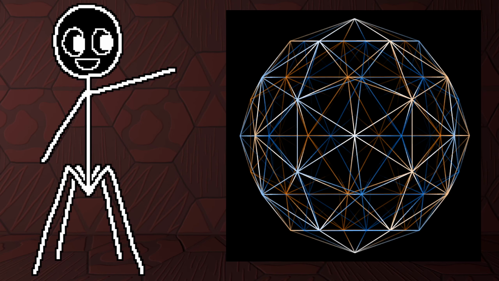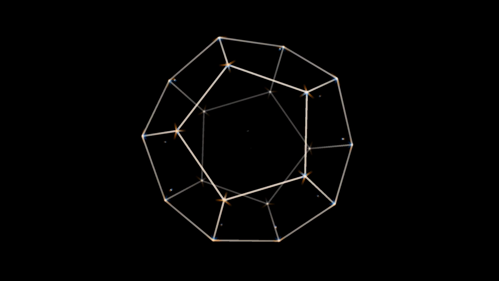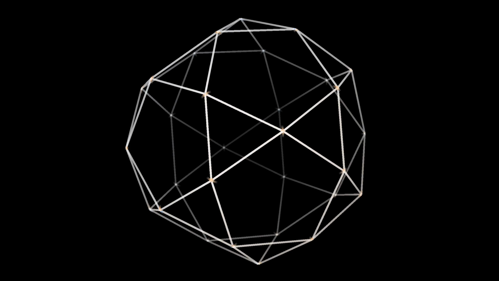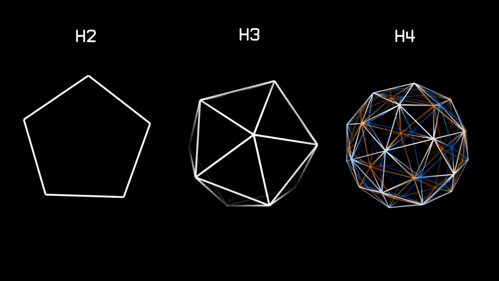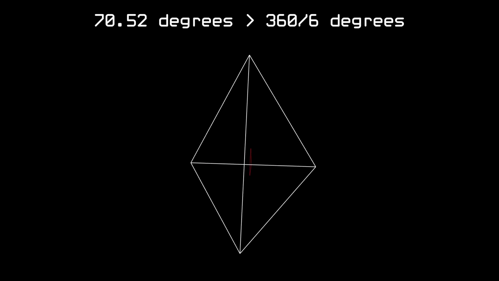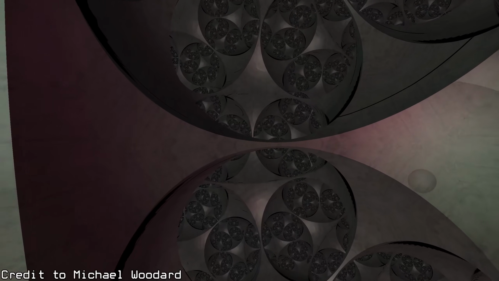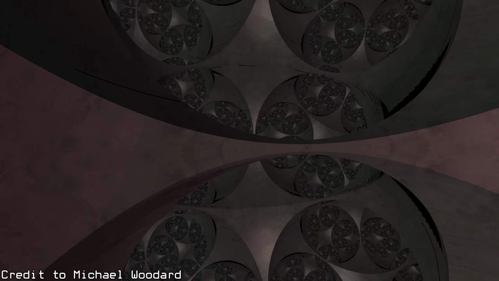The 600 cell has 9 vertex layers, going vertex, icosahedron, dodecahedron, larger icosahedron, icosidodecahedron, and then it's symmetrical to the other side. Its symmetry group is, as you might have guessed, H4. The tetrahedron's dihedral angle is greater than 60 degrees, so folding 6 is hyperbolic. This is a regular polychoron, but it isn't a platonic solid because it's infinite.